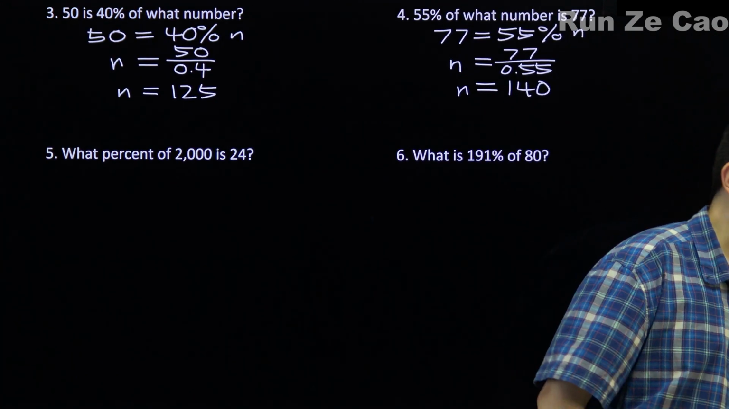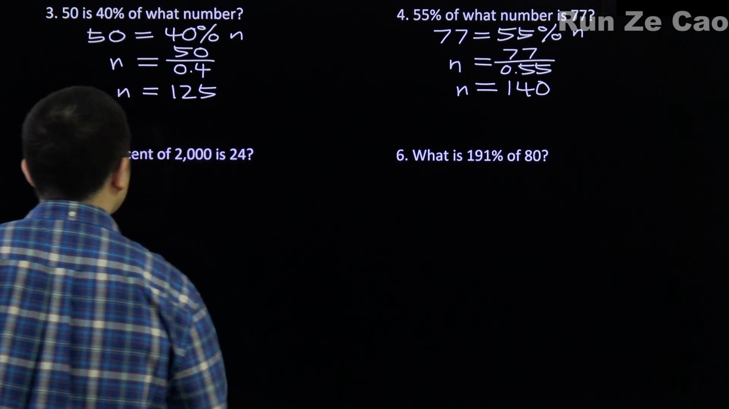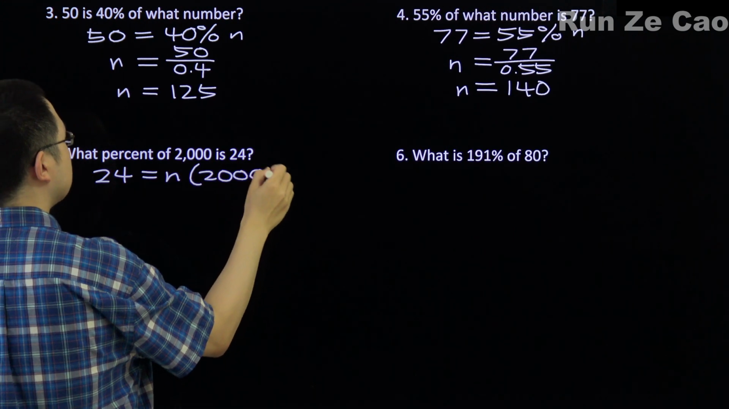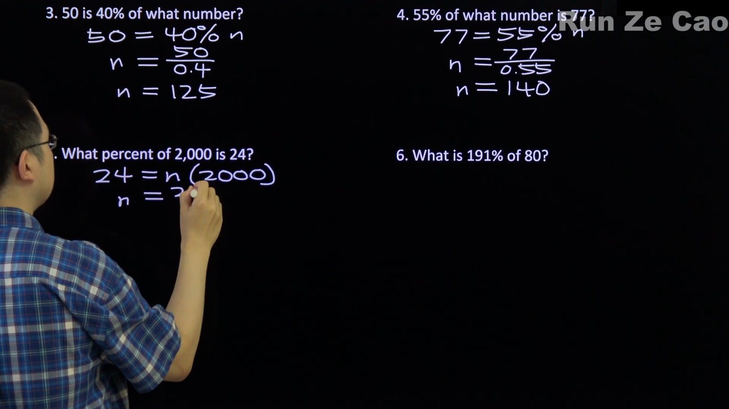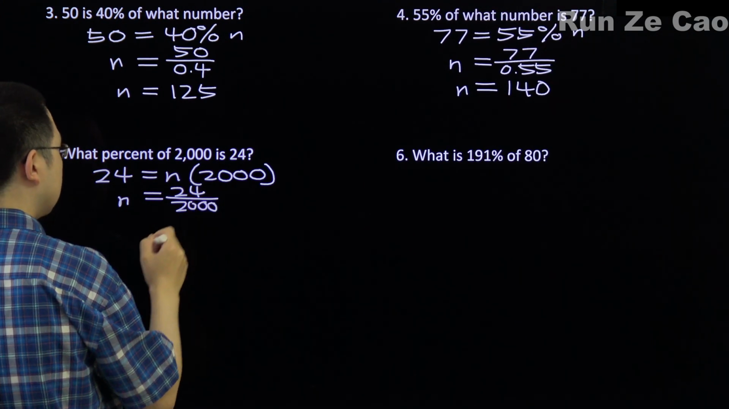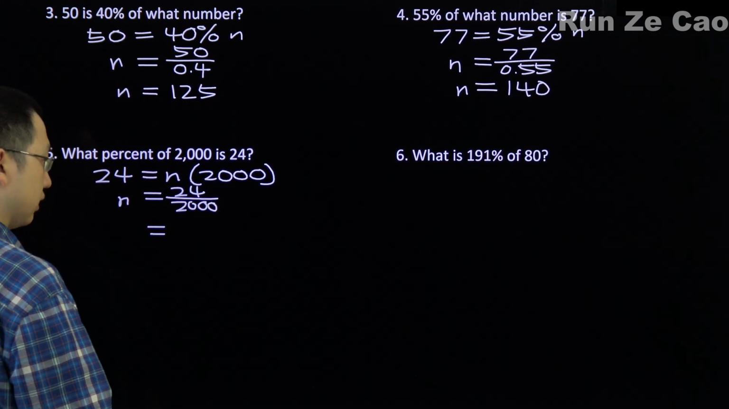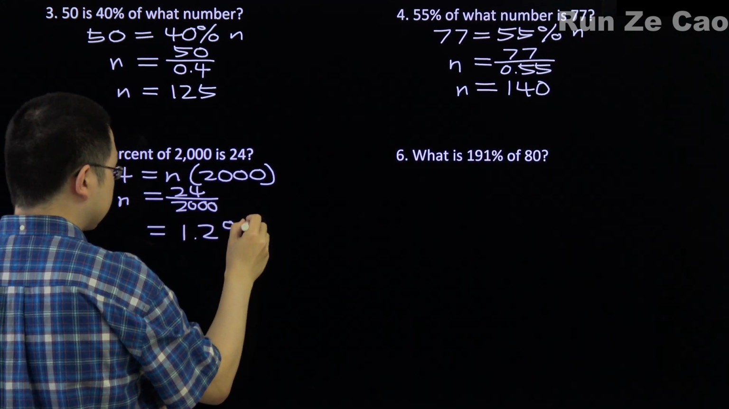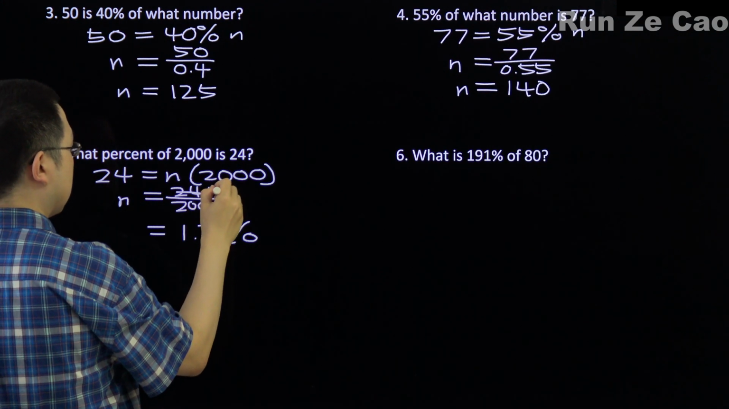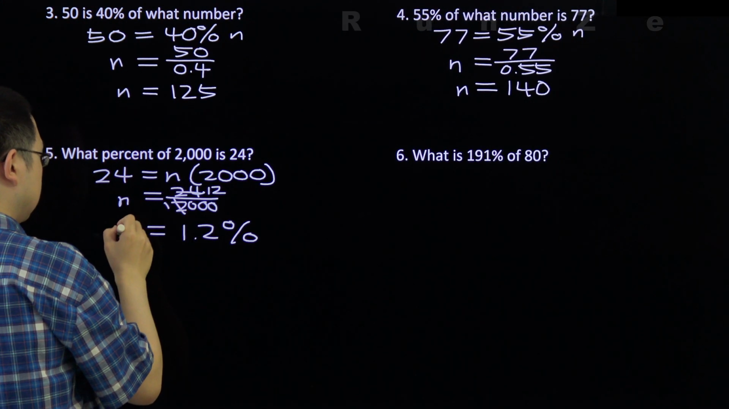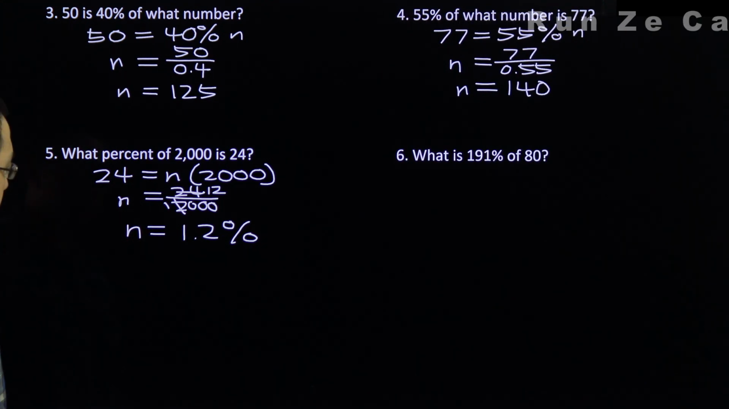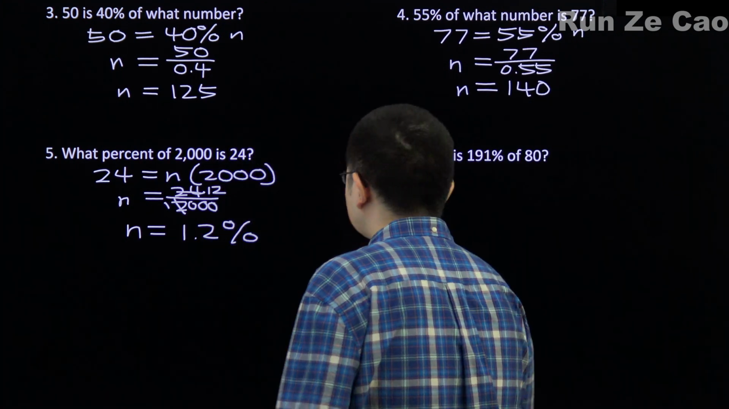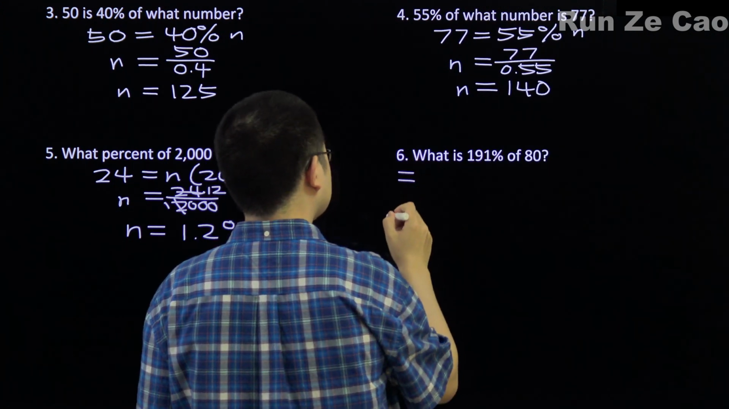Now, what percent of 2,000 is 24? Well, 24 is equal to n times 2,000. Okay then, n is equal to 24 over 2,000, or 12 over 1,000. So 12 over 1,000 is going to be 1.2%, because 12 over 1,000 is equal to 1.2 over 100. Yeah, just in case that's an issue.